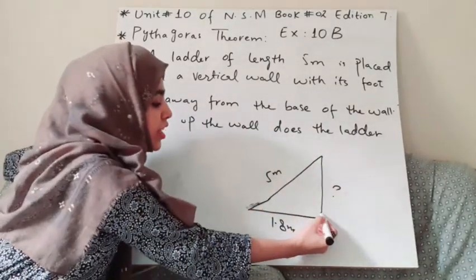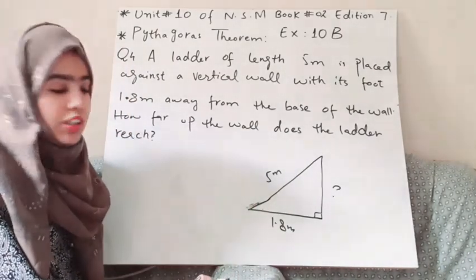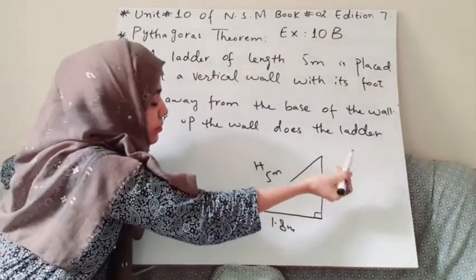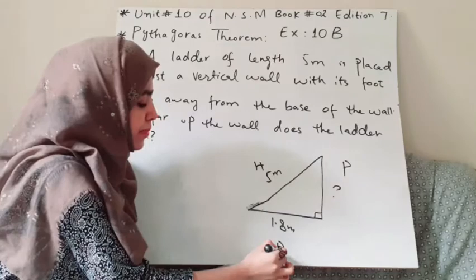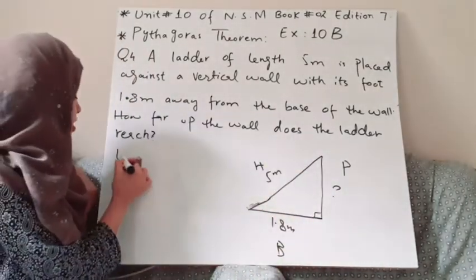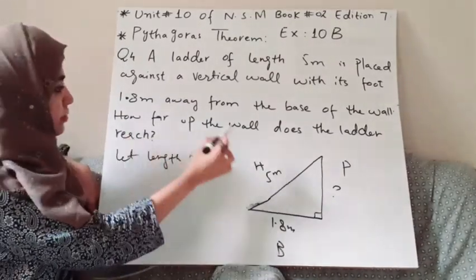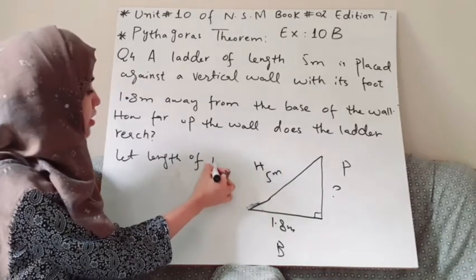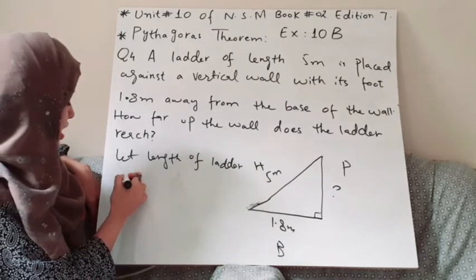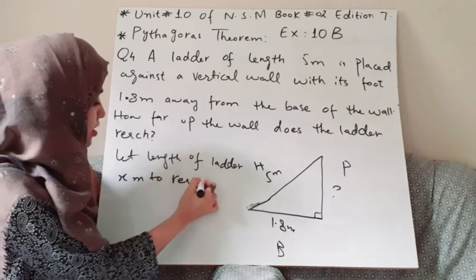So you can see this is a right angle triangle, and we are dealing with Pythagoras theorem. The side which is opposite to the right angle is the hypotenuse, and this is the perpendicular, and that is the base. You are given this and this, and you have to find this. Let the length of the ladder reaches x meter up the wall.